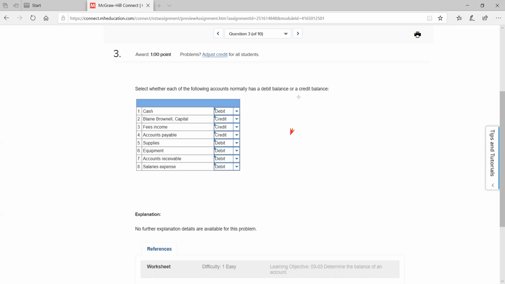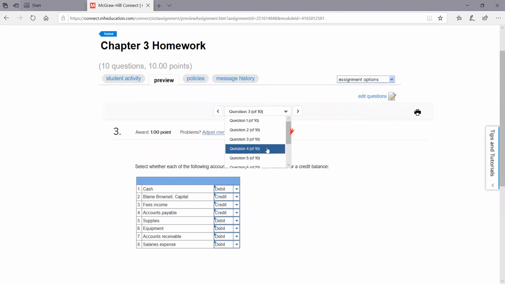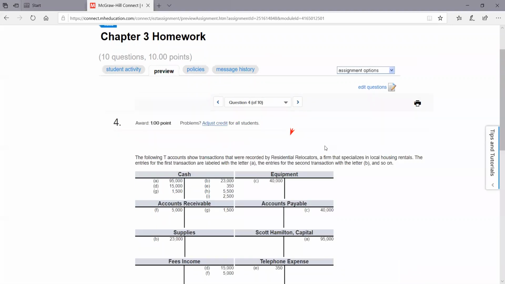So it might help if you go back and review the debit and credit rules in the lecture video if any of this is confusing. All right, so that's number 3. Let's check out number 4.